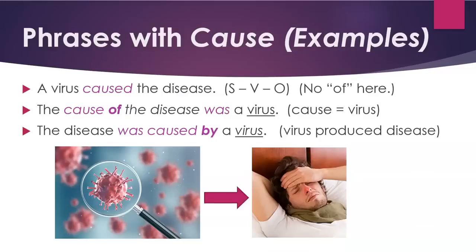Here are some phrases with cause. For example, a virus caused the disease. This is simple subject, verb, object. There's no of here. The cause of the disease was a virus. In this case, the cause equals the virus. The disease was caused by a virus. In this case, the virus produced the disease.